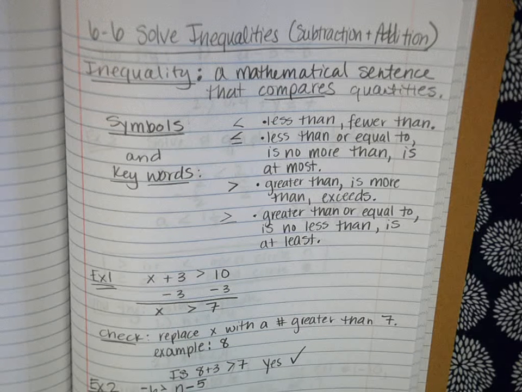So example 1 is pretty easy, right? You're solving it just like pretend there's an equal sign there, where the arrow is. That's all we're doing. So if we're adding 3, then we subtract 3, and then we get 7. And you can still check them.